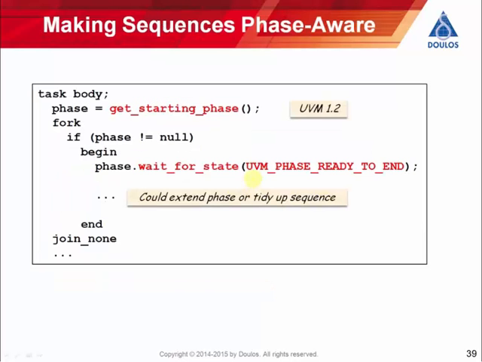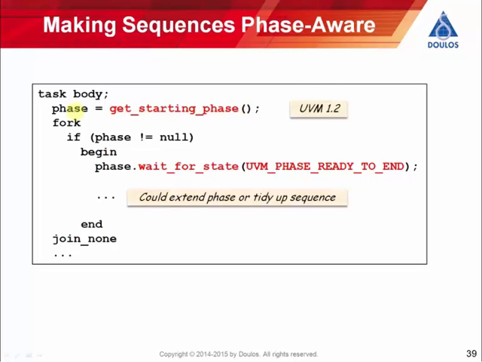And that segues nicely into the general idea of making components and sequences phase aware and why you'd want to do that. So making sequences and components phase aware is always something that you should only do as a last resort because it's going to make the code harder to maintain. You can make sequences phase aware by making use of the starting phase variable, and as you may know, in UVM 1.2 you get access to the phase in which a sequence is running by calling getStartingPhase. That replaces the starting phase variable from earlier versions of UVM.